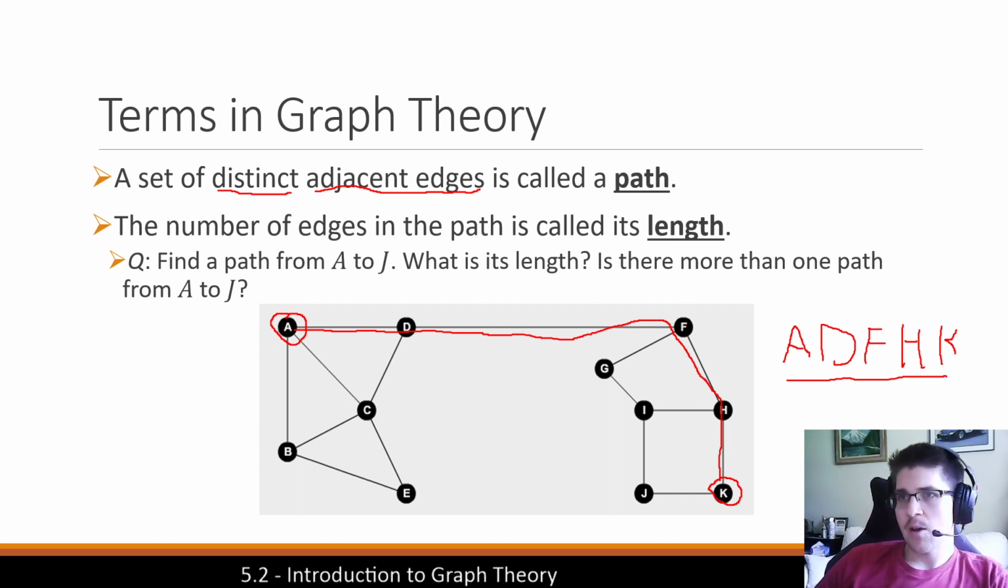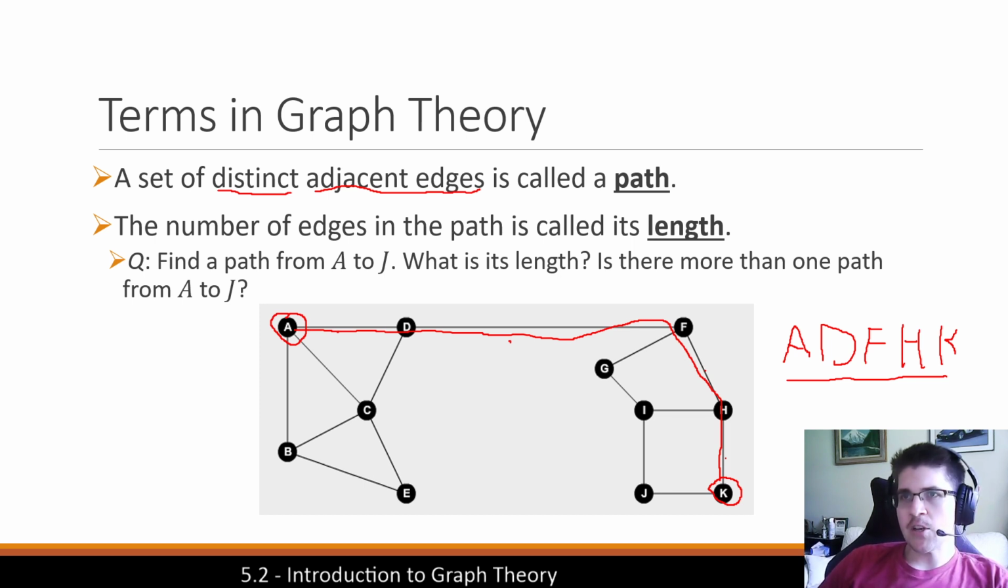So in that case, it would be 1, 2, 3, 4. It would always be one less than the total number of vertices, right? Because the starting vertex didn't really create a path. Going from A to D, that's 1. Then D to F is 2, F to H is 3, and then H to K is 4.